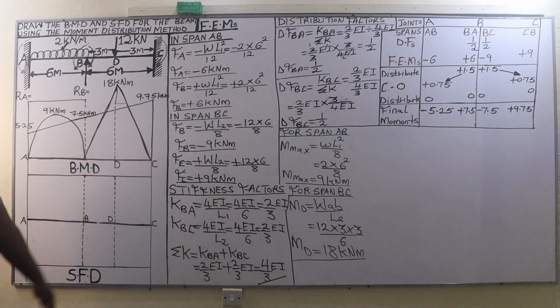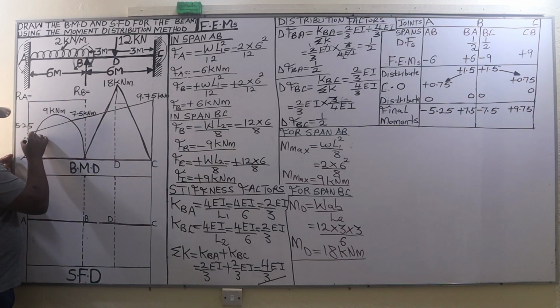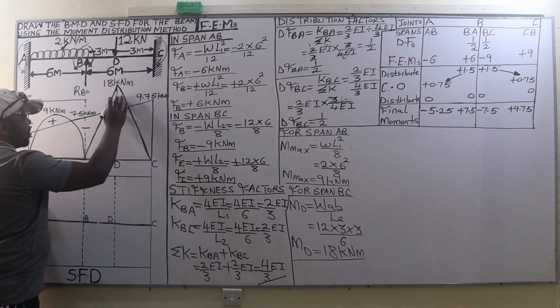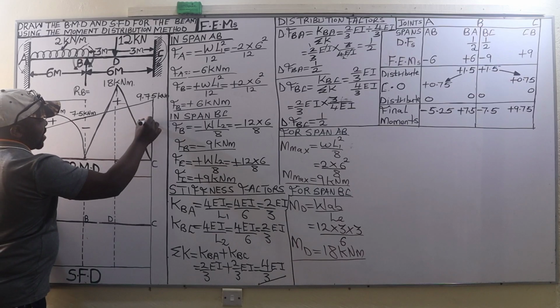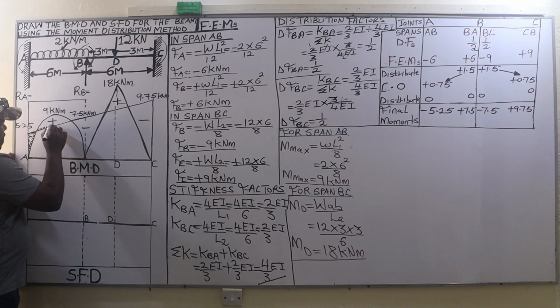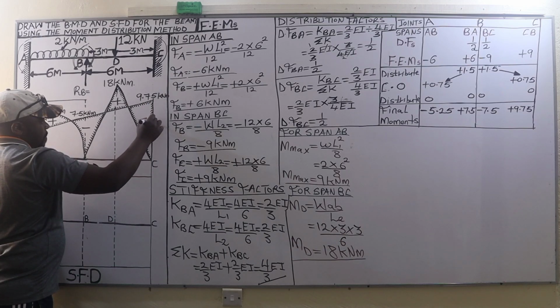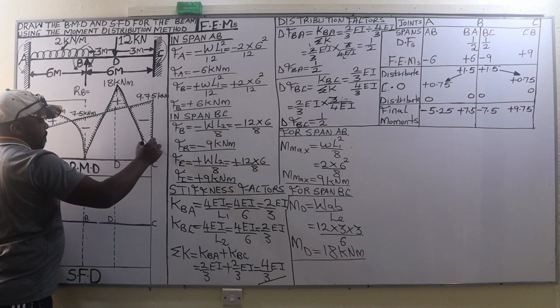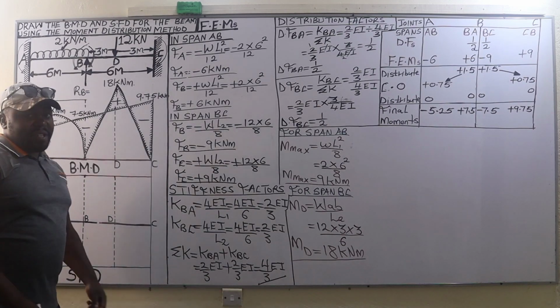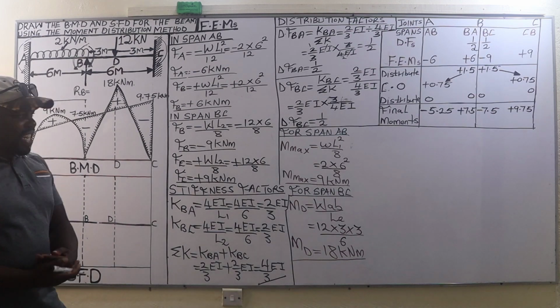So that's how our bending moment diagram is going to look like, with this part being negative, this one positive, this one negative, this one positive, and this one negative. Then to complete our BMD, we are going to shade its outline for it to become very clear, very smart, and visible. So that's now how our bending moment diagram will look like.